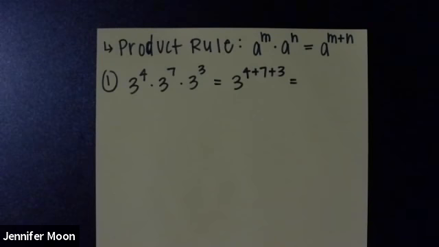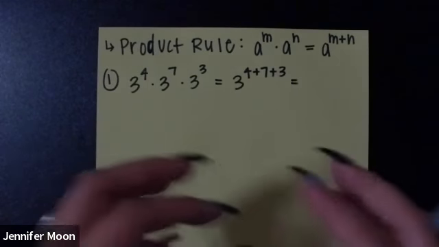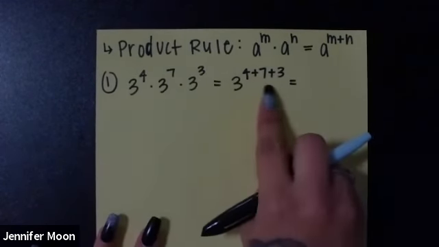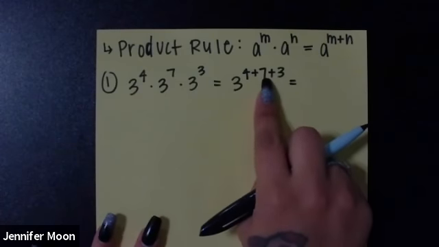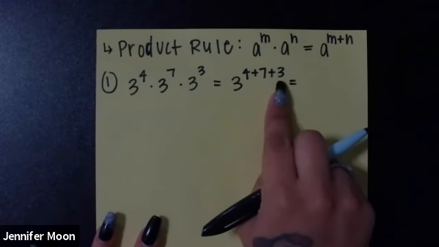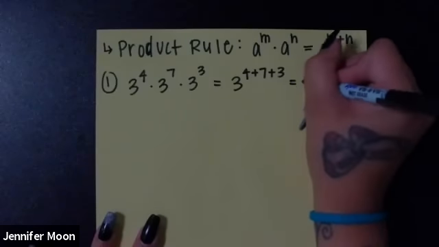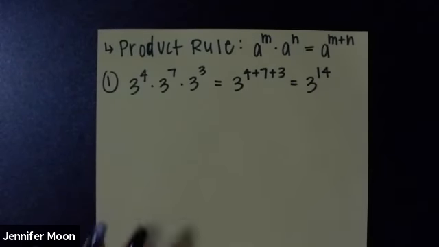It's tickling me. So whenever I actually evaluate this, that's really the only math now that I do, right? 4 plus 7, that's 11, plus 3 is going to be 14. So this is 3 raised to the 14th power.